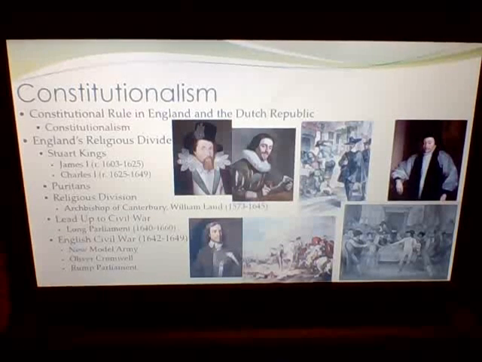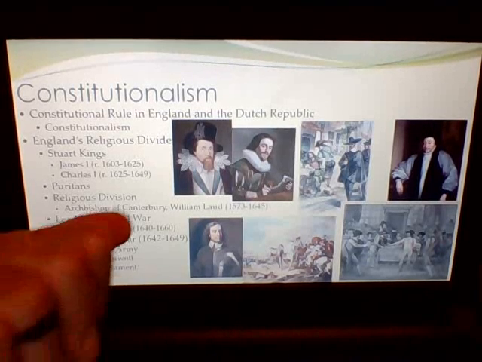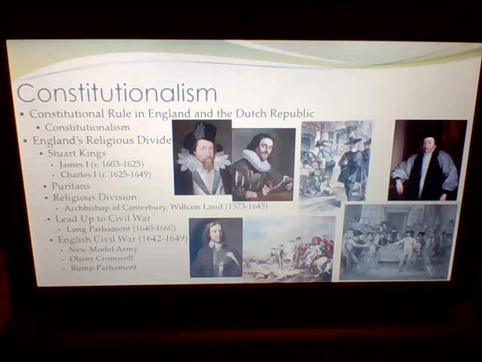More controversy came when Charles I married a French princess who was Catholic and supported heavy-handed policies of the Archbishop of Canterbury, William Laud. William Laud was the head of the church for England, but he was also very sympathetic towards Catholics. So Laud and Charles I in the 1630s basically began to become more anti-Puritan and more kind of pro-Catholic leaning.